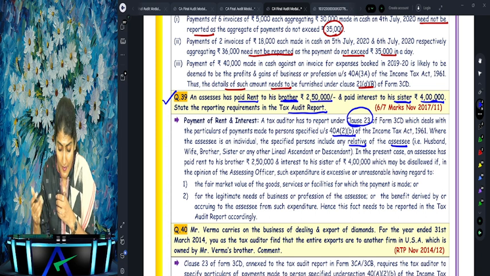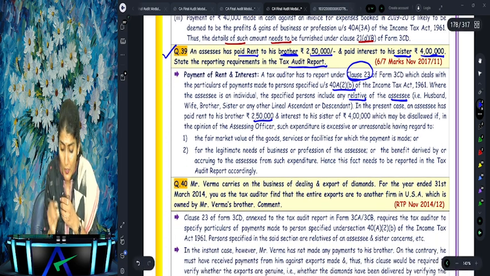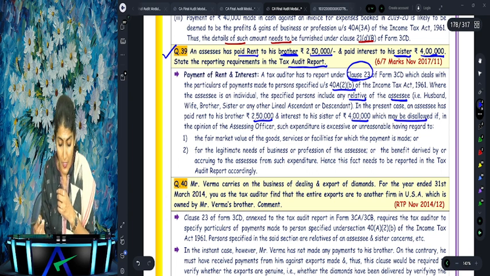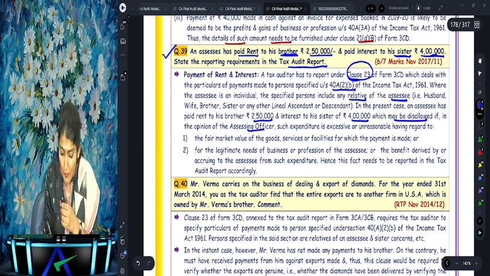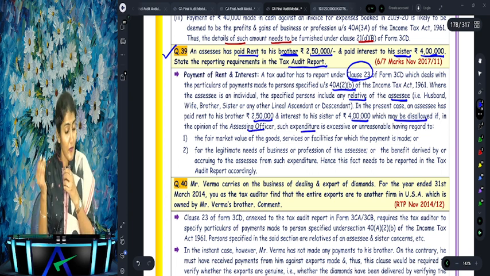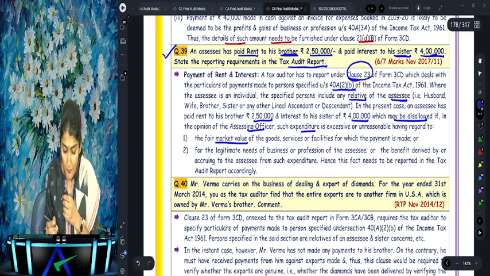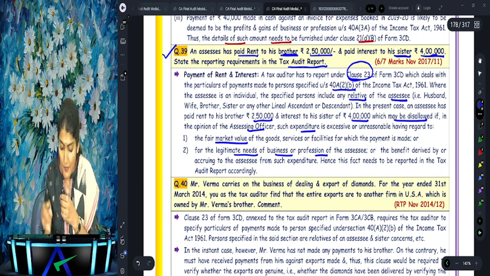In the present case, the assessee has paid rent to brother of 2,50,000 and interest to sister of 4 lakh, which may be disallowed if in the opinion of the assessing officer such expenditure is excessive or unreasonable, having regard to the fair market value of the goods and the legitimate needs of the business or the profession.